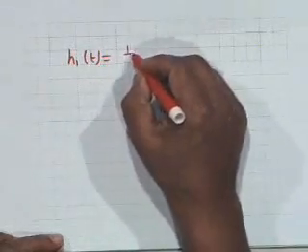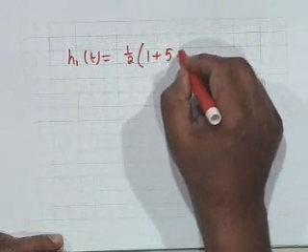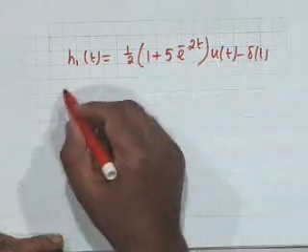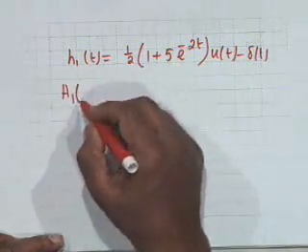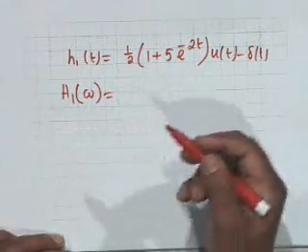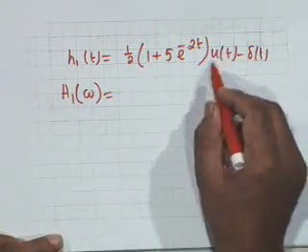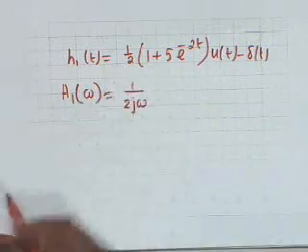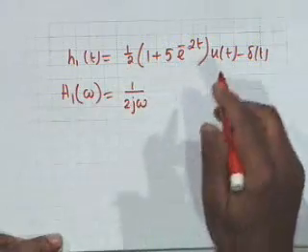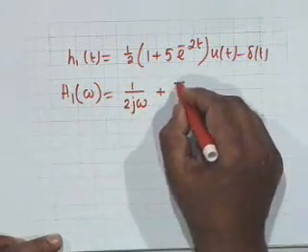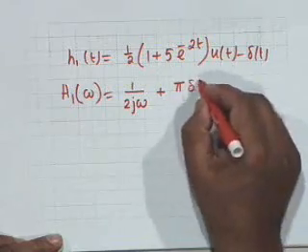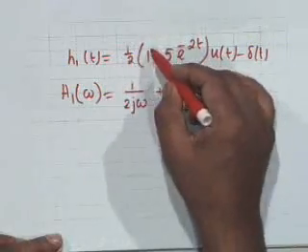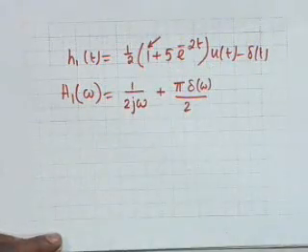The solution is like this. h1(t) is 1/2 (1 + 5e^(-2t)) u(t) - δ(t). So, the first thing you find out is H1(ω), the Fourier transform of this. Half u(t) takes care of 1/(2jω), this 2 comes from half, and the u(t) transform is 1/(jω) + πδ(ω), but then you have to divide by 2 because of the factor 2 here. This takes care of the constant 1.